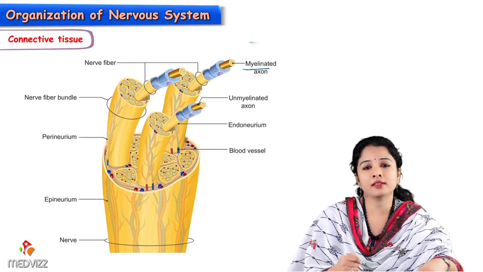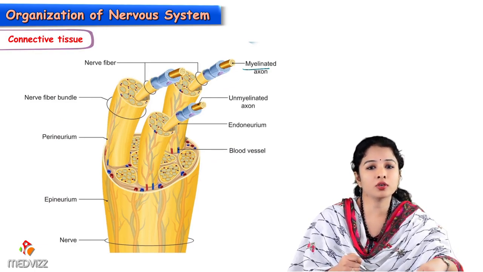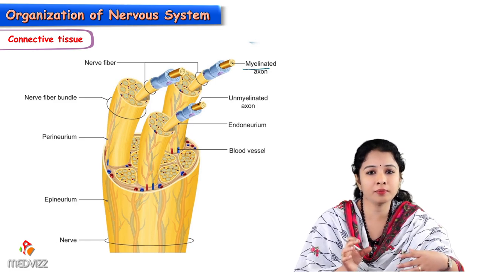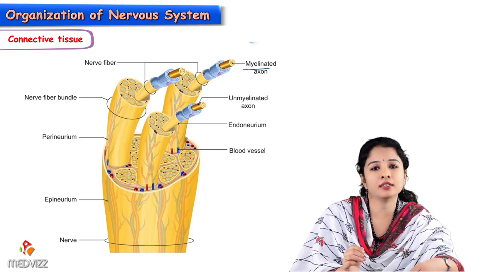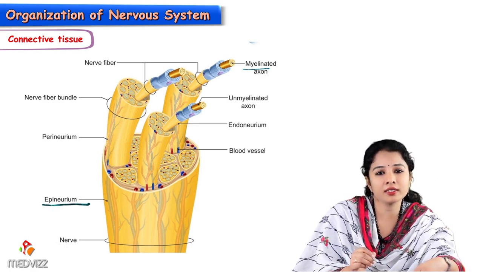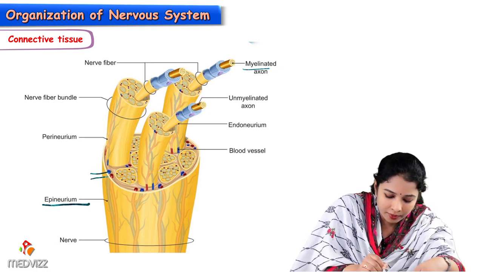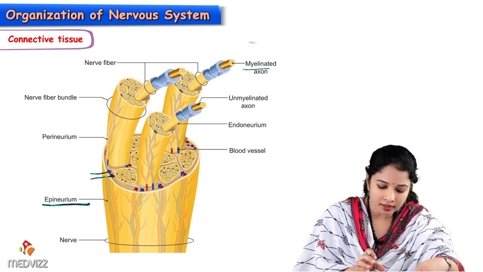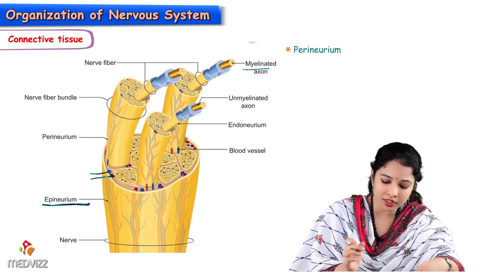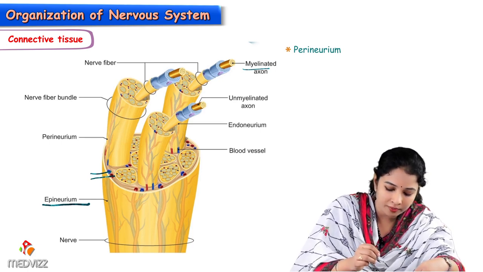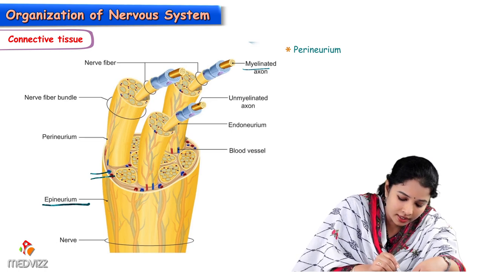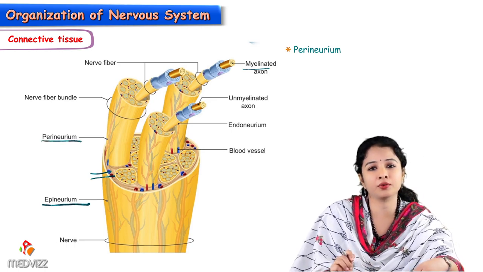Apart from neuroglial cells and neurons, the peripheral nerve also consists of connective tissue. The connective tissue covering the complete nerve bundle, the outermost layer, is dense connective tissue called epineurium. We can see the blood vessels and nerves traversing the epineurium which supply the complete peripheral nerve. The layer of connective tissue surrounding each bundle of nerve fibers, which is called a nerve fascicle, is called the perineurium. So around each nerve fasciculus, there is a layer of connective tissue called perineurium.